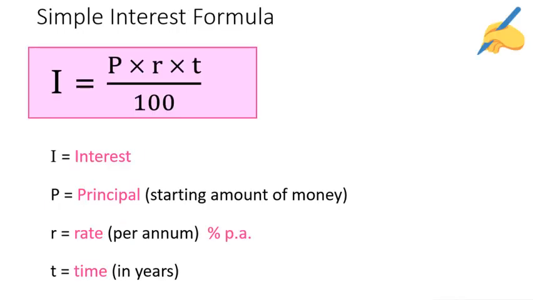This is the simple interest formula which you'll need to copy into your workbooks. It is I equals P times R times T divided by 100. So I'll go through what each part means. I stands for interest. P is the principal, which really just means the starting amount of money. So the amount you're borrowing or the amount you're loaning. R stands for rate. So that's the interest rate and it will be in a percentage. And T stands for time in years.